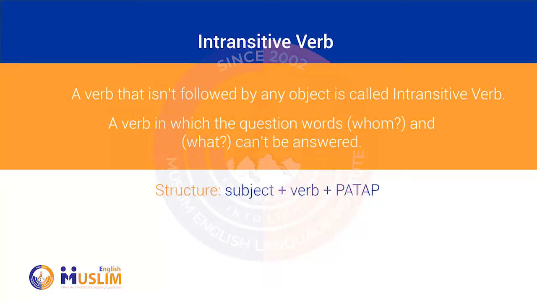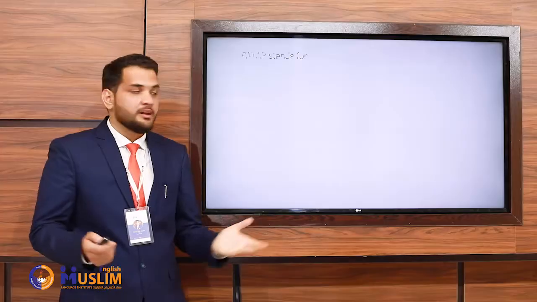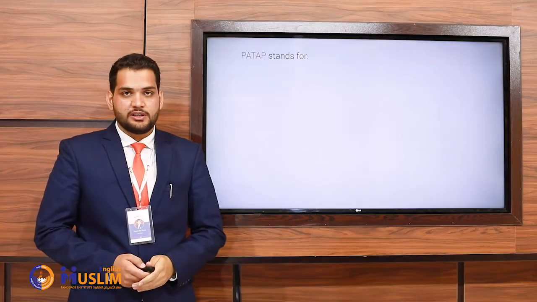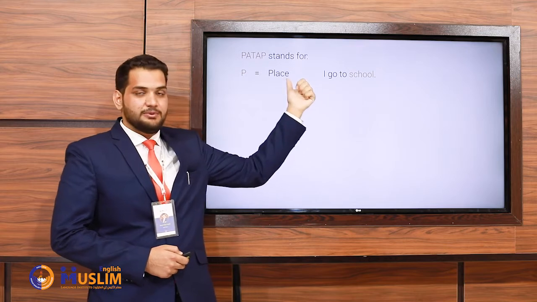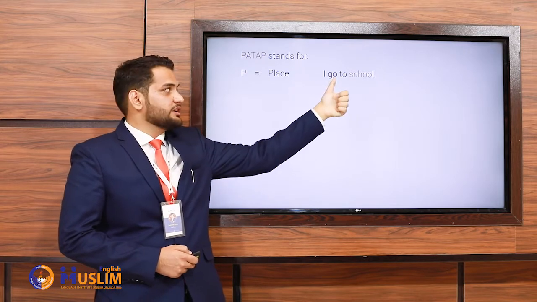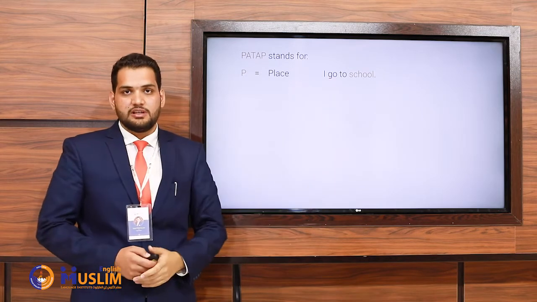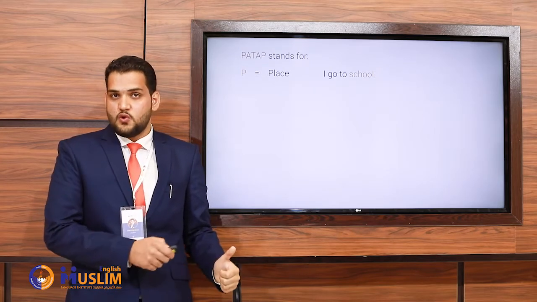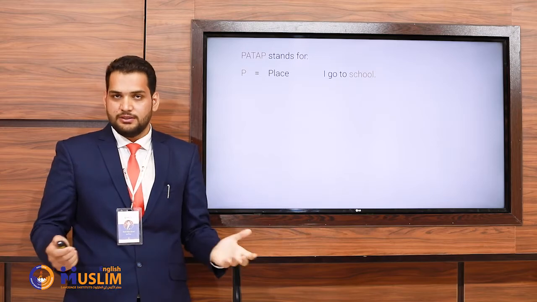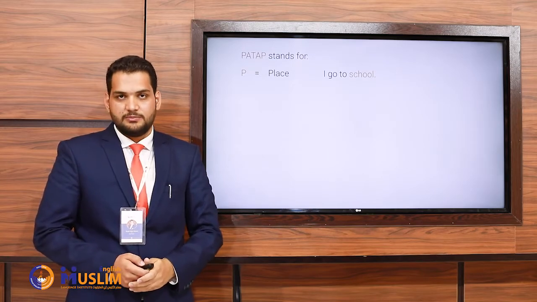What is pattern? Let's talk about it. Pattern stands for P, place. For example, I go to school. School is a place, and therefore, go is an intransitive verb. Does school answer one of the questions who or what? No, so it's not a transitive verb.